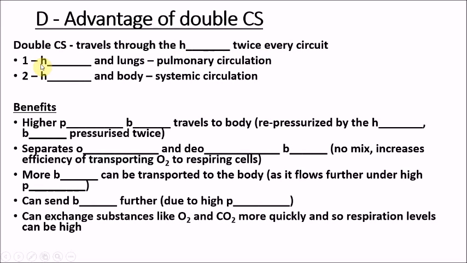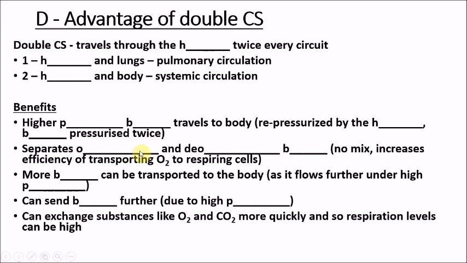The double circulatory system travels through the heart twice every circuit. One circuit is the heart and lungs, which is the pulmonary circulation. Again, pulmonary vein, pulmonary artery. And then the second circuit is the heart and body, and that's the systemic circulation. So the benefit of the double circulatory system is that the blood travels at higher pressure because it's repressurized by the heart twice, because it's going through the heart twice.